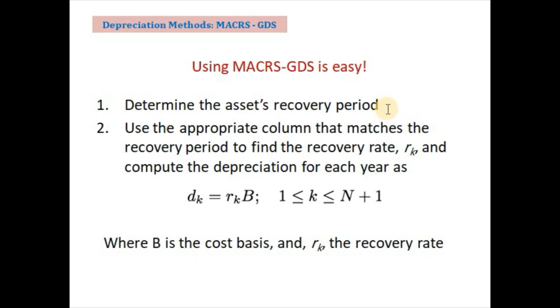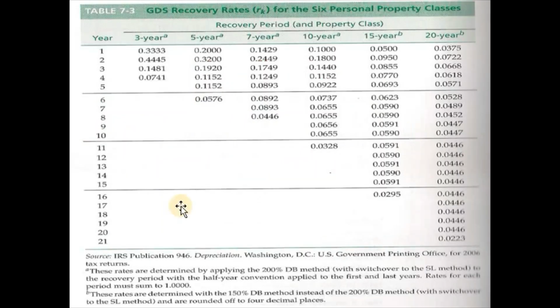Then the next step is going to this particular recovery period and seeing the period for which year I want to get the depreciation. So I'm interested in calculating the depreciation at a certain period. How do I get it? I will get the recovery rate from the table and I will multiply it by the book basis. Let's see how we get the recovery rates.